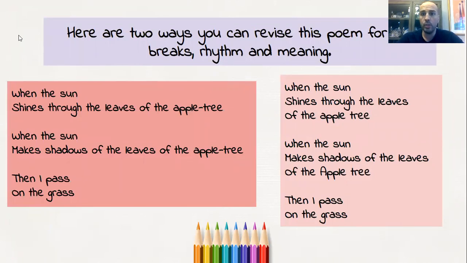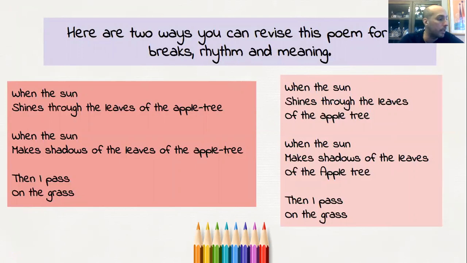Okay, so these are two different ways that I could have revised that poem with line breaks. When the sun shines through the leaves of the apple tree, when the sun makes shadows of the leaves of the apple tree, then I pass on the grass. Again, notice that it's not one jumbled up full paragraph. It has more meaning, it has more depth, and it definitely has more rhythm because we're taking time to pause in naturally pausing places.